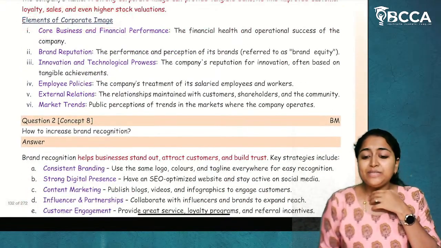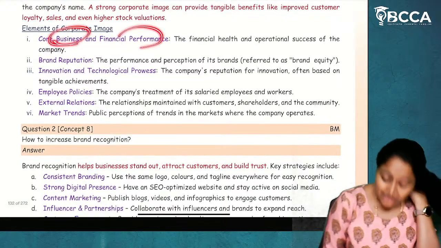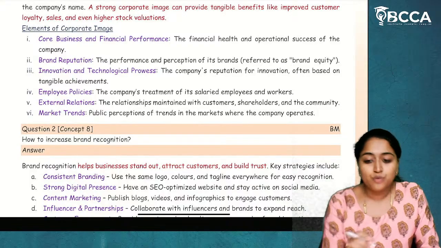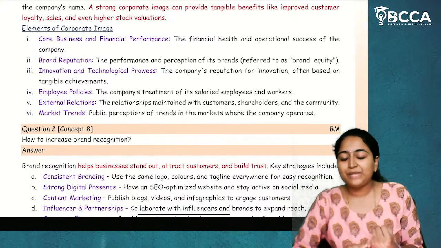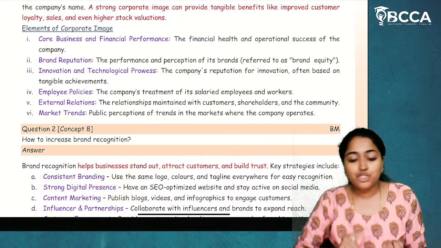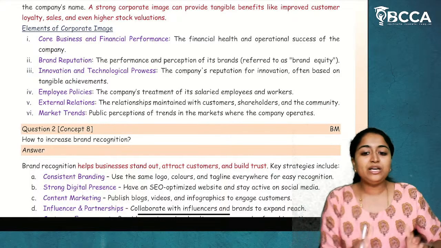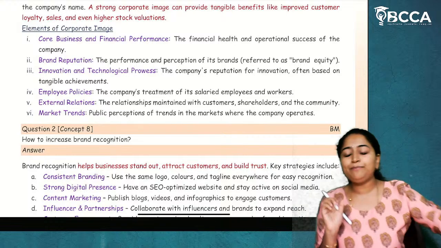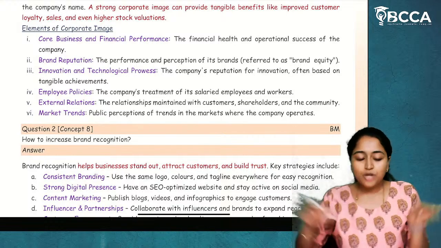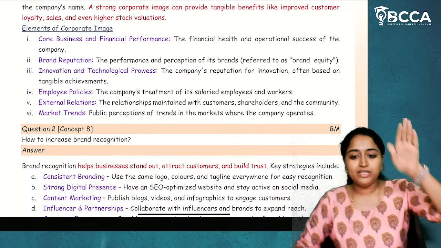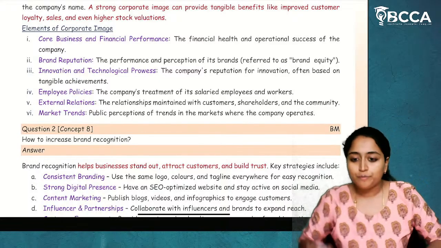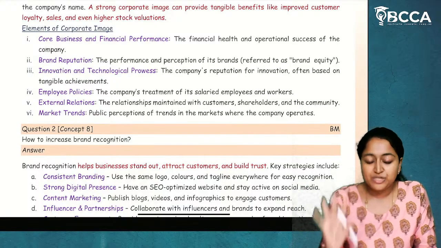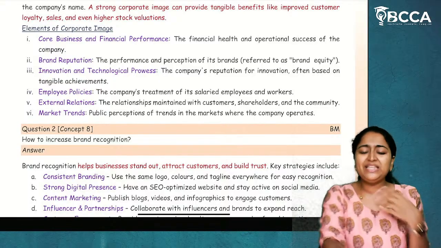Then what are the elements of corporate image? First, core business and financial performance. Corporate image also depends on financial performance. For example, if a company has better financial performance, which means it has constantly made profits for 5 years or for a period of time, stable profits, not one year a profit, another year a loss, again profit, again loss. If stable profit is happening, then investors will get a better perception. Yes, if I invest in this particular company, then I will get a return.